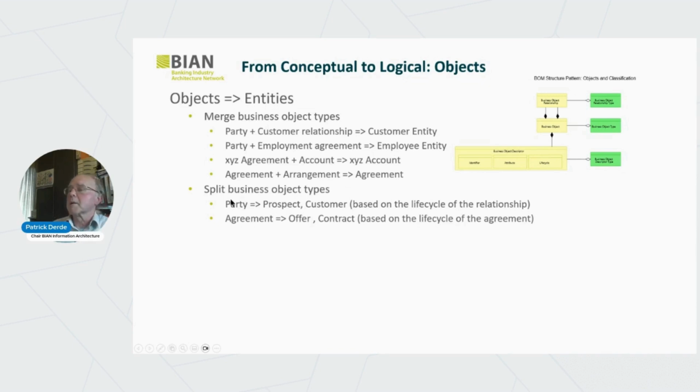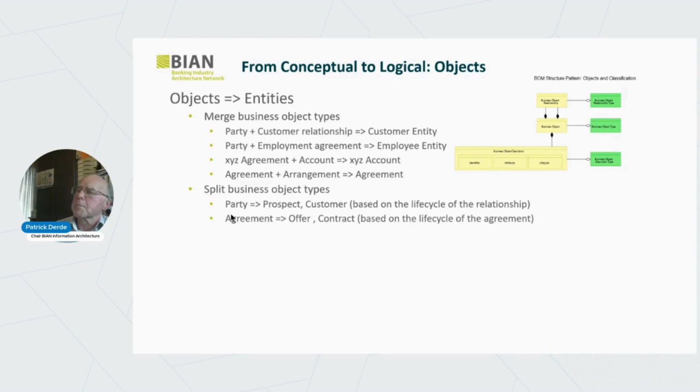Sometimes we split business object types. For example, the party object. Sometimes the party object is split based on the life cycle of the party: a prospect, a customer, or an agreement, which is when we are negotiating the agreement, it's an offer. And as soon as we have agreed on the agreement, it becomes a contract. Well, you can decide from a logical perspective that you're going to create two entities.